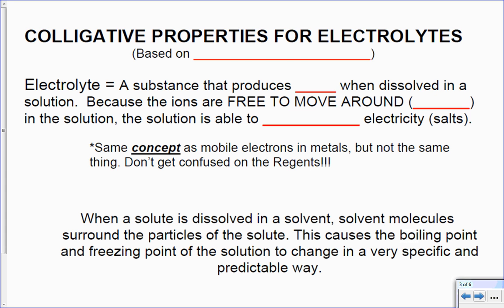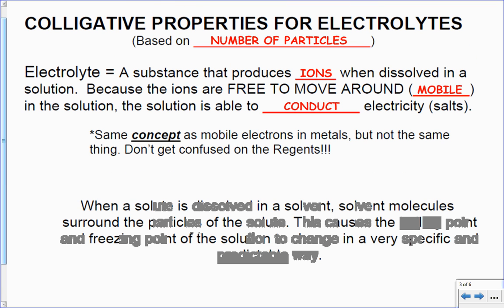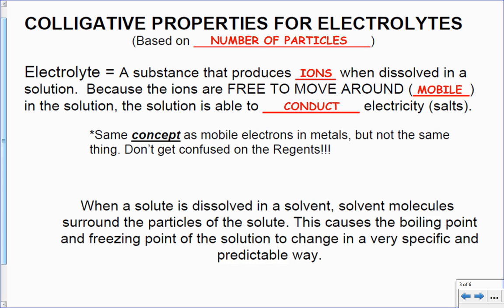Colligative properties for electrolytes are based on the number of particles. An electrolyte is a substance that produces ions when dissolved in solution. Because they are free to move around, we call them mobile, and they conduct electricity. So that's what happens when I put an ionic solid into solution. Remember, we had the light bulbs light up in a different lab, right? That's a property of an ionic solution. Same concept as the mobile electrons in metals, once I'm in solution because they are free to move.